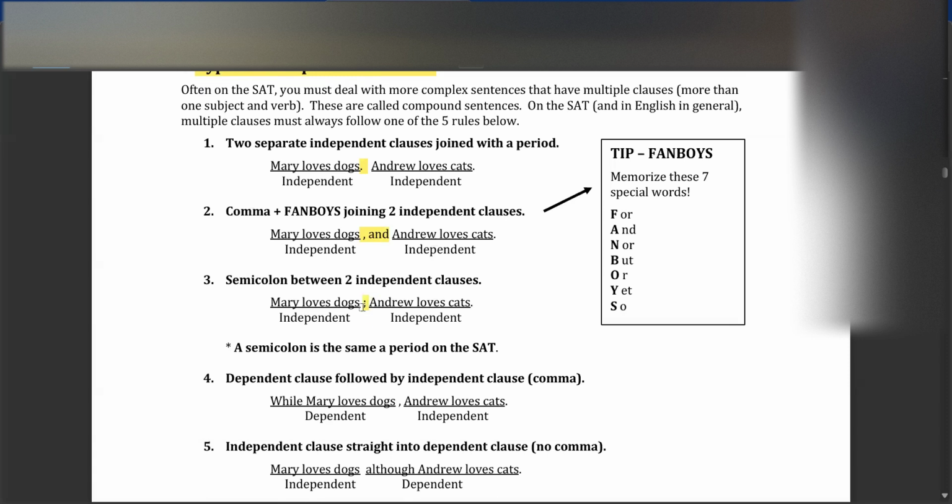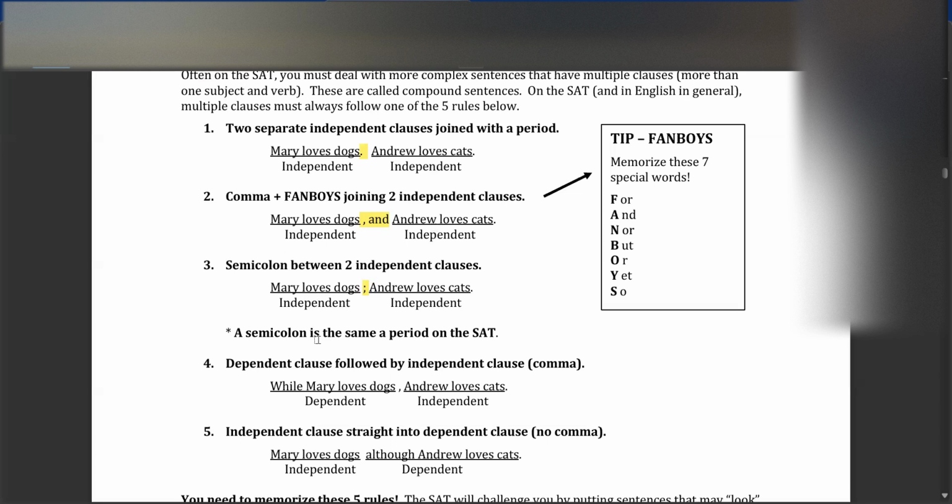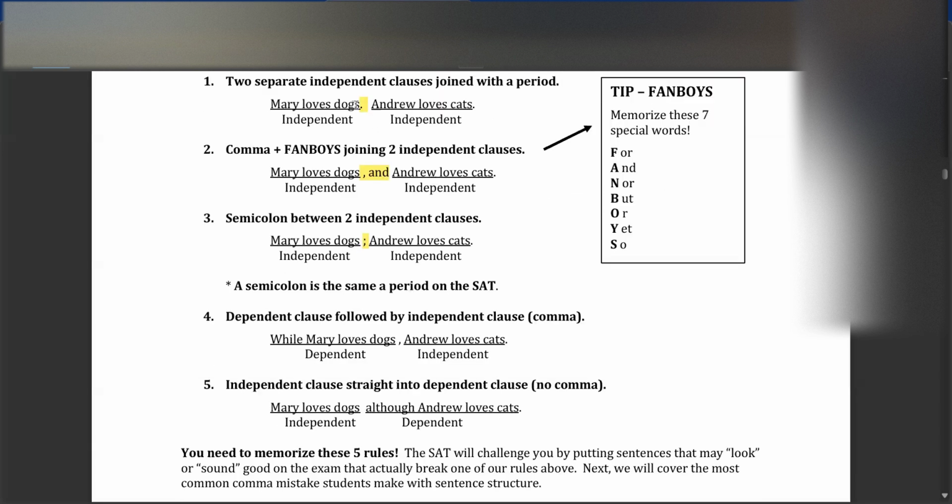Notice that the semicolon always equals the period. Semicolon equals period. It's the same as the period. So when you see in the choices semicolon or period, immediately eliminate these two answers. Okay?